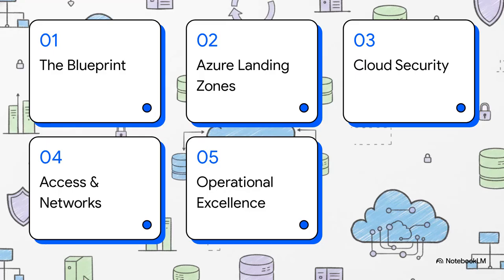Here's our roadmap for today. We'll start with the well-architected blueprint, look at deploying Azure landing zones, dive into cloud security design principles, move on to modern access and networks, and finally wrap up with achieving operational excellence. Let's get right into it.